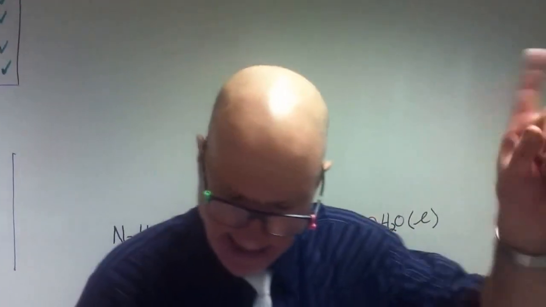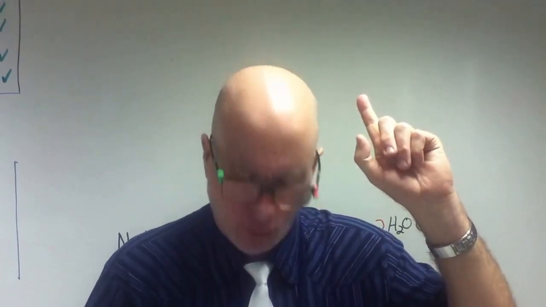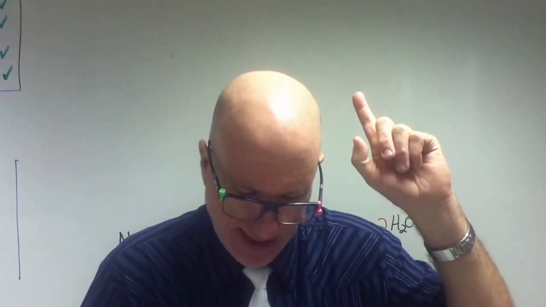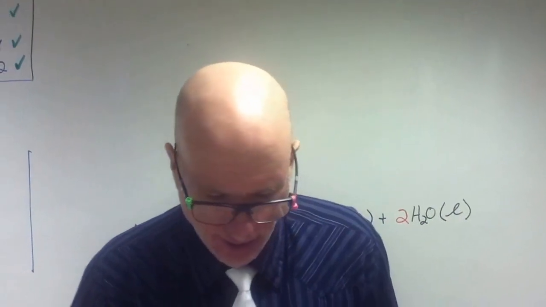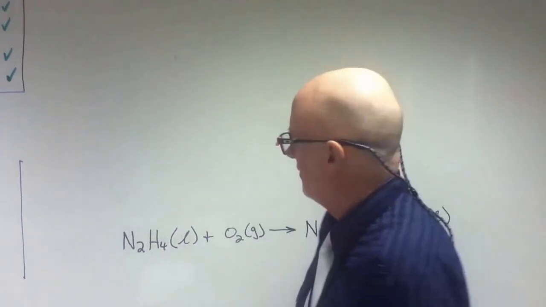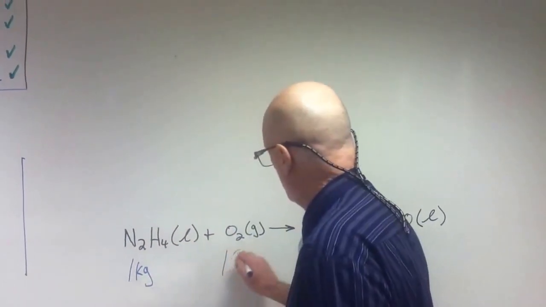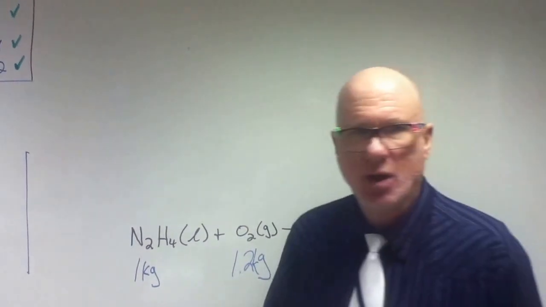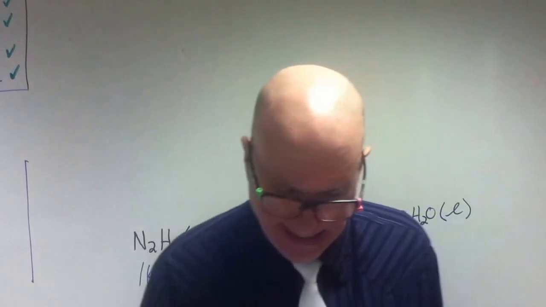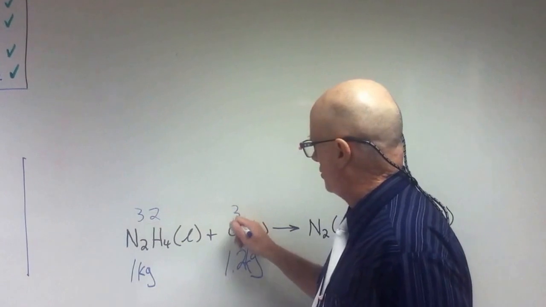Number 60 says, hydrazine is used as rocket fuel. It reacts with oxygen to form nitrogen and water. How many liters of nitrogen at STP form when 1 kilogram of hydrazine reacts with 1.2 kilograms of oxygen? So I have 1 kilogram of hydrazine, 1.2 kilograms of oxygen. Let's write the mole ratios as they exist there. That's going to be 28 plus 4 is 32, and this is 32.